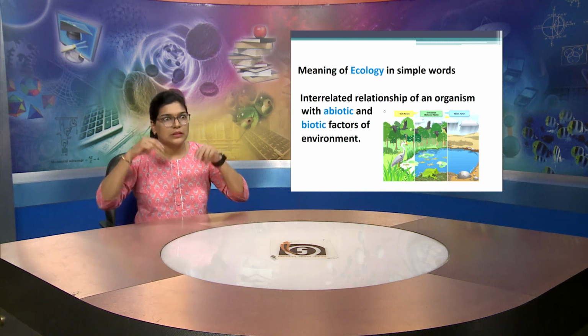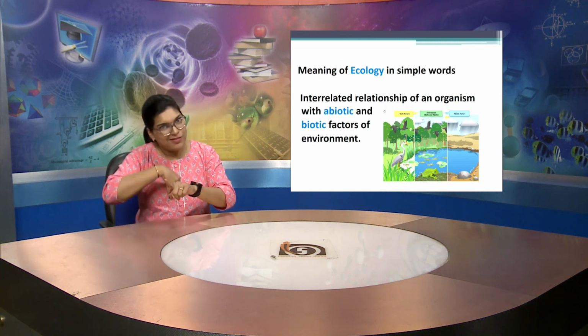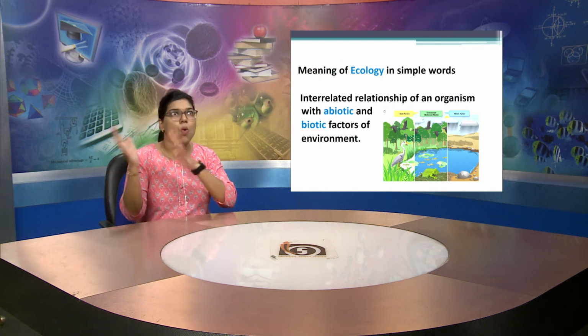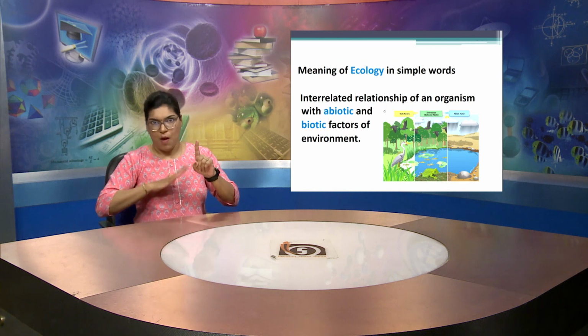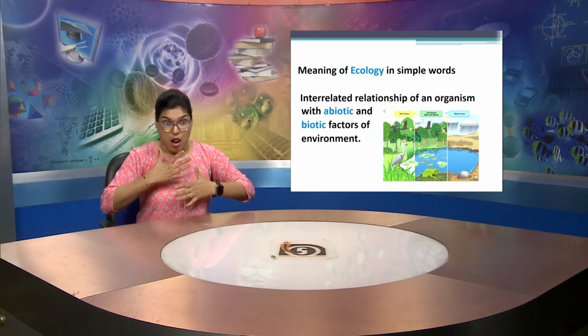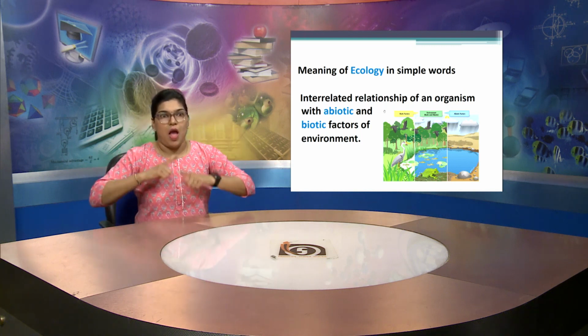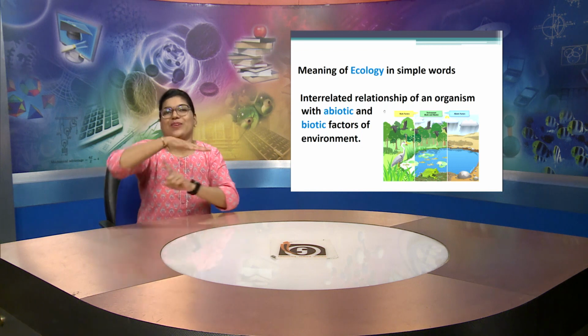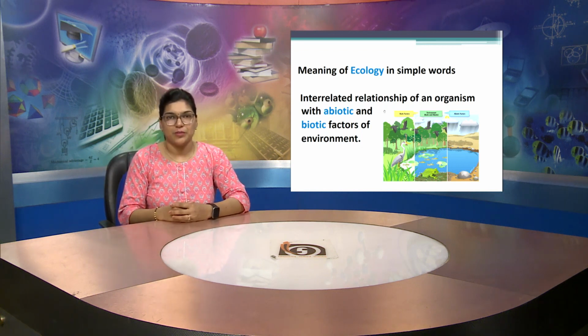Let me explain with an example. We are human and we need water. Water is an abiotic component. And also we need sun, and we need air for breathing. Similarly, plants also need us, and air also needs us to continue moving forward in our life.